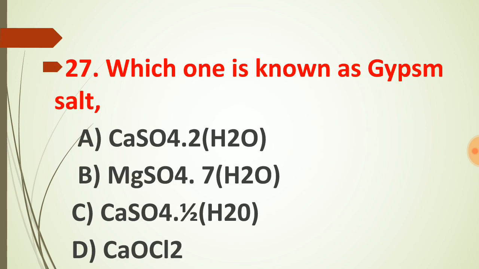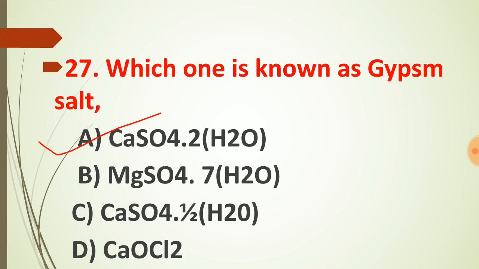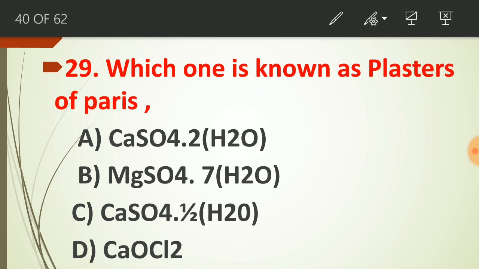Now let us move to question number 27. Which one is known as gypsum salt? You need to remember this. CaSO4.2H2O is gypsum salt. Which one is known as Epsom salt? MgSO4.7H2O is Epsom salt. You need to remember this. Which one is known as plaster of Paris? CaSO4.5H2O is known as plaster of Paris.